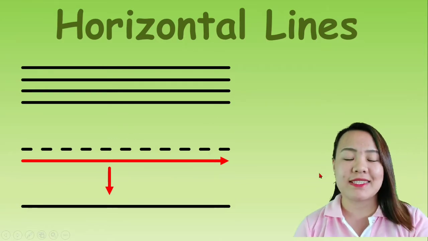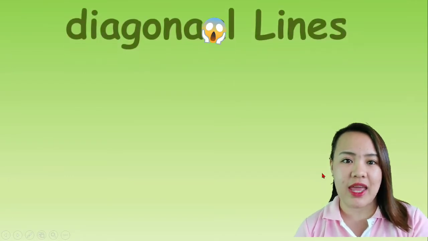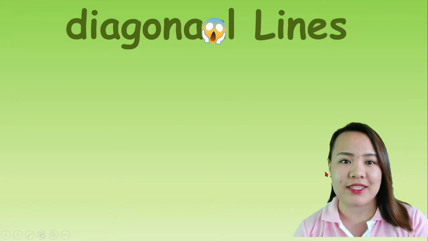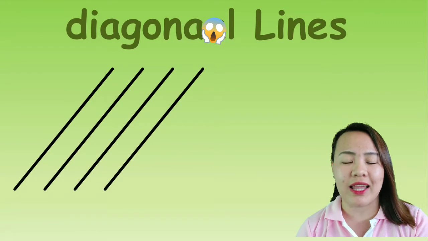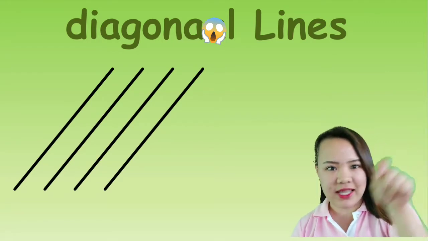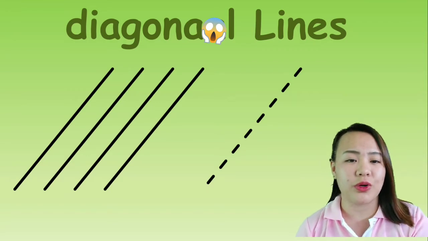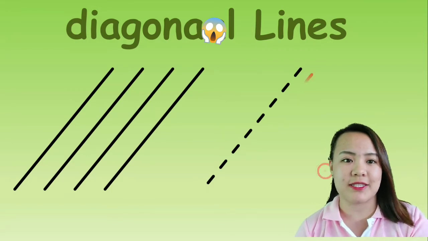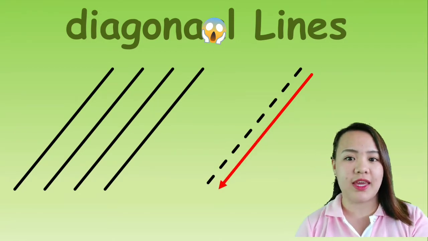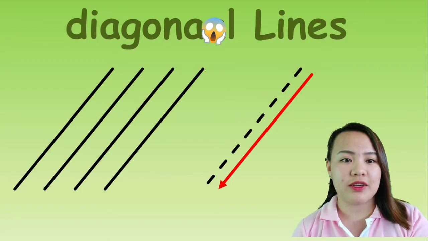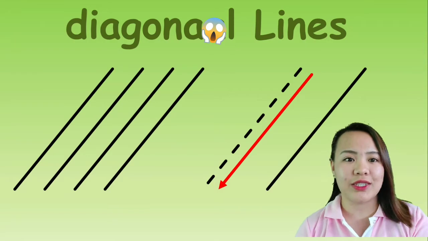Next line is your diagonal lines. So what are your diagonal lines? These are your diagonal lines. Slanting lines. So how do we write? Let's try to trace lines from the slanting side downwards. So that's your diagonal lines.